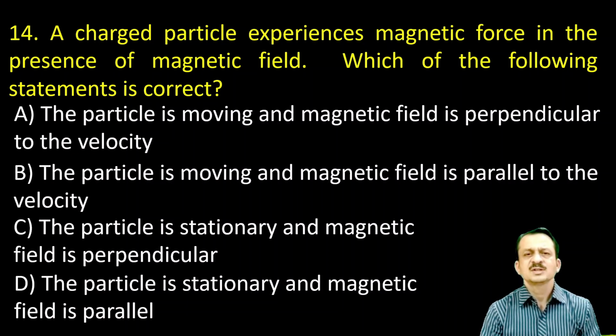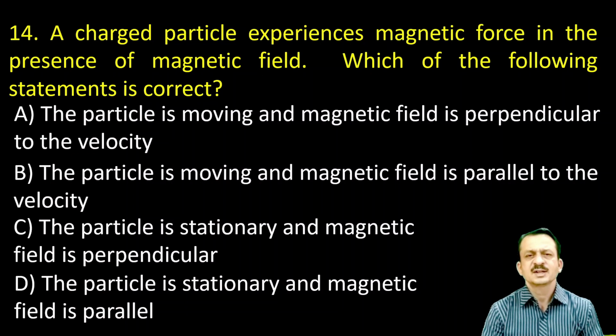If the particle is moving parallel to the magnetic field, it will not experience a force, and hence B is not the right answer. In the C and D options, they have given that the particle is at rest. If the particle is at rest, then it will not experience any magnetic force. Therefore, the first one, A, is the right answer. Particle is moving and magnetic field is perpendicular to the velocity. Therefore, A is the right answer here. Next problem.